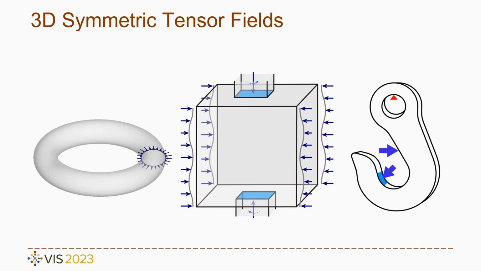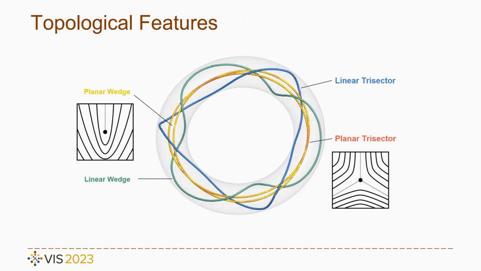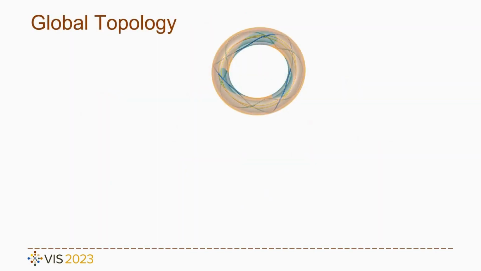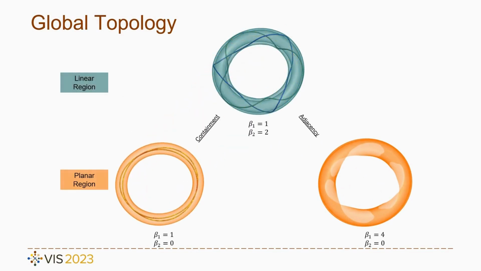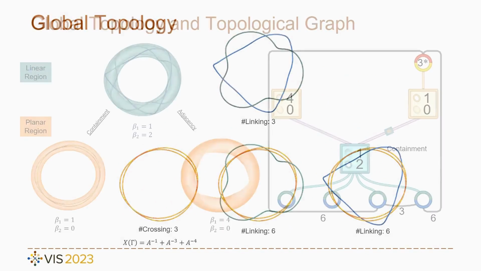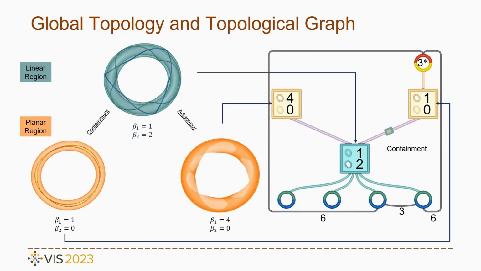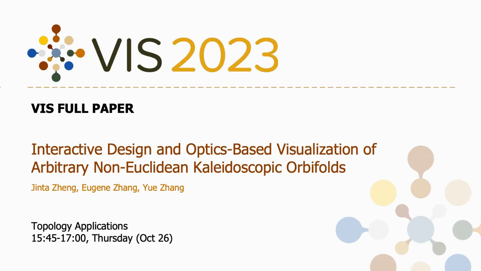Tensor fields have many applications in science, engineering, and medicine. Tensor field topology highlights features in the field. However, these topological features do not live in isolation. Instead, there are intricate relationships among them that can provide additional physical insight. In this paper, we introduce a graph representation for all topological features in the field and their interactions. Please come to our talk.